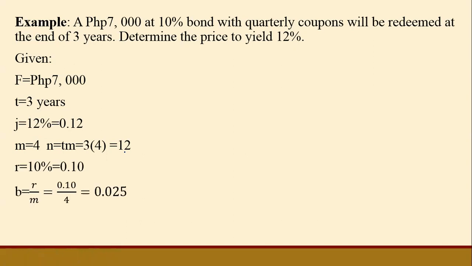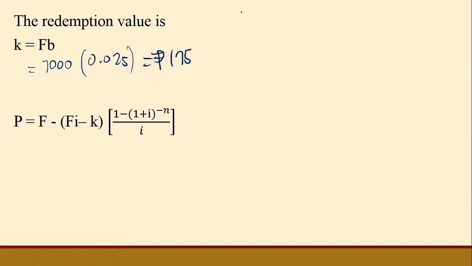And then the periodic interest rate is 0.025, and of course the periodic bond rate. Okay. So, we have the redemption. So, this is 7,000 times 0.025. So this is equal to 175 pesos. Okay? So applying the formula to determine the price to yield 12%.